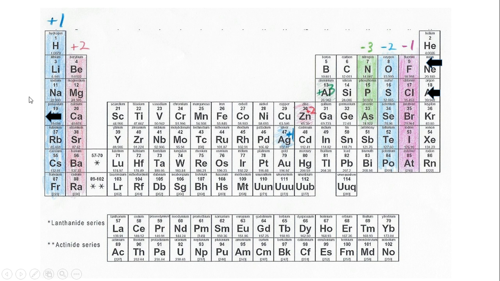So in the process of losing these, they are getting oxidized. They're becoming more positive. Electrons are negative. So by losing 1, these all become +1. And by losing 2 steps, these all become +2, the beryllium, magnesium, calciums.